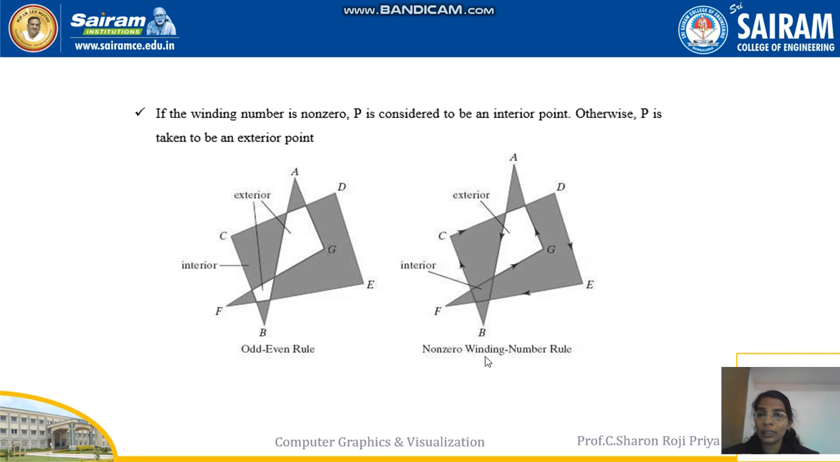So it is intersecting with this edge and this edge. So the count is 2. It is even, so the point is exterior. Point is exterior. Here also you can check.